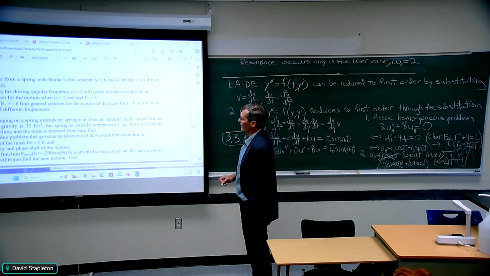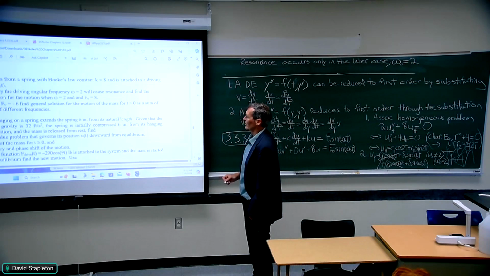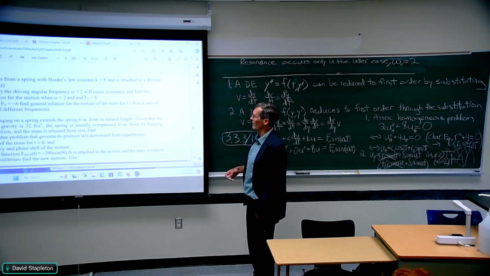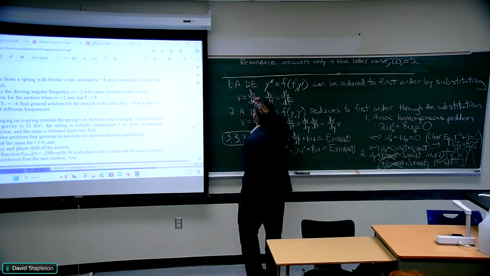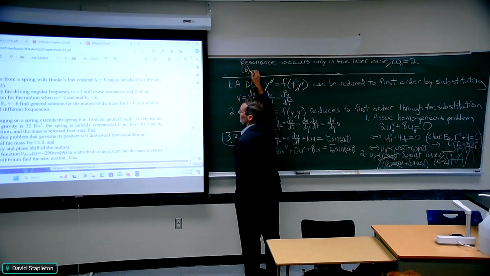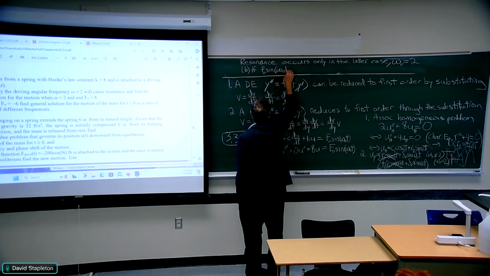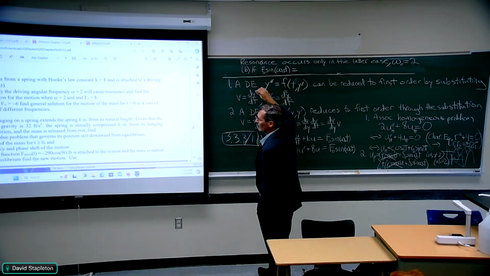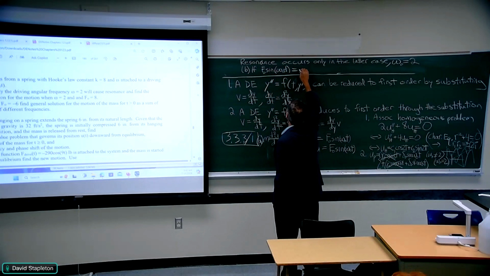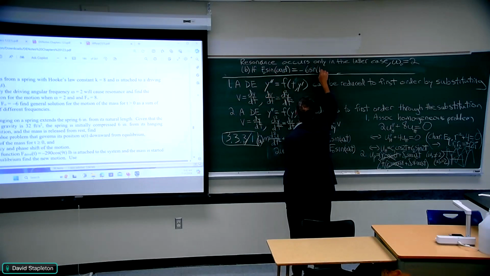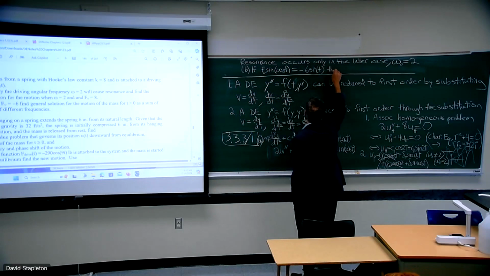Now on part B, it says if omega 0 equals 1 and F 0 equals -6, find the general solution. This is not resonance, right? Because omega 0 is not 2. Now, part B: the right-hand side, F0 sine omega 0t, is actually -6 sine 1t. What is the solution?